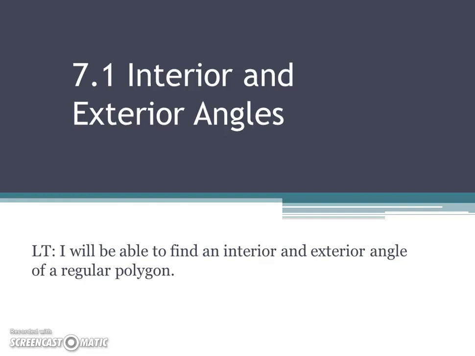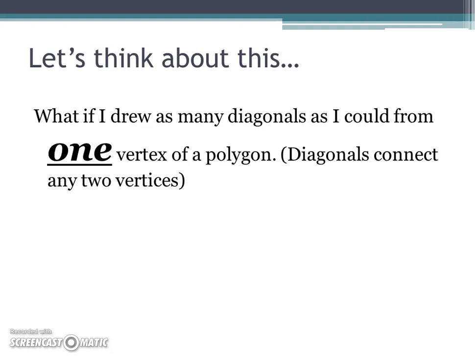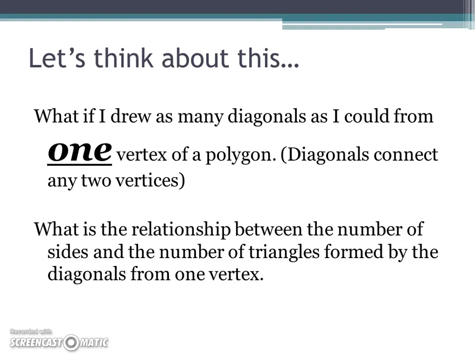Welcome to 7.1 Interior and Exterior Angles. Let's start with thinking a little bit about a polygon. If you were to take one vertex and draw as many diagonals as possible, we need to think about the relationship of the number of sides and the number of triangles formed by the diagonals.